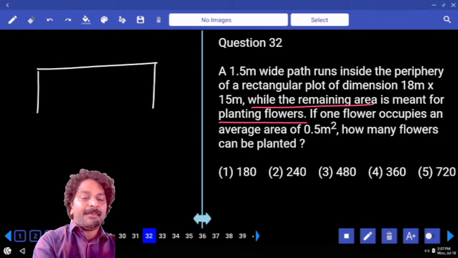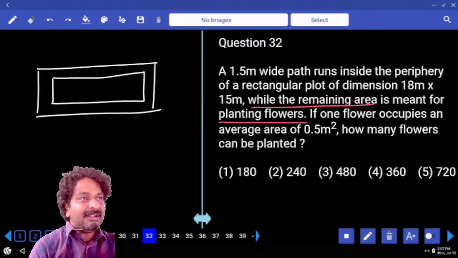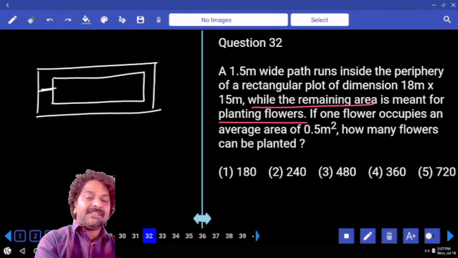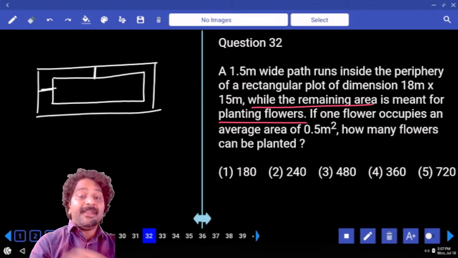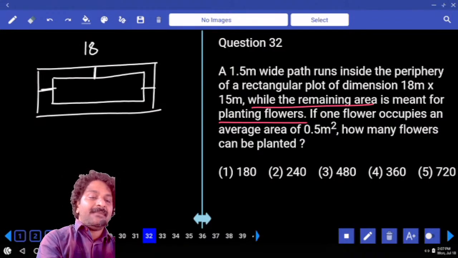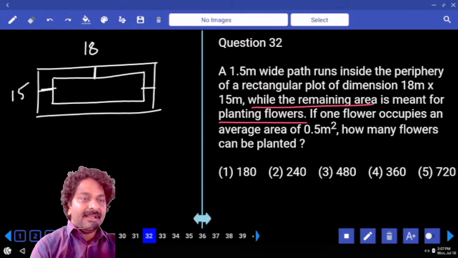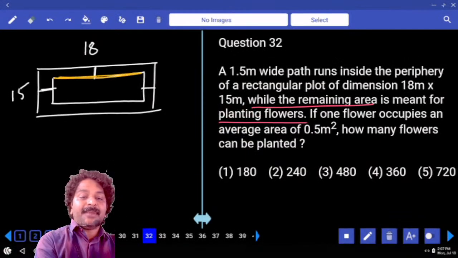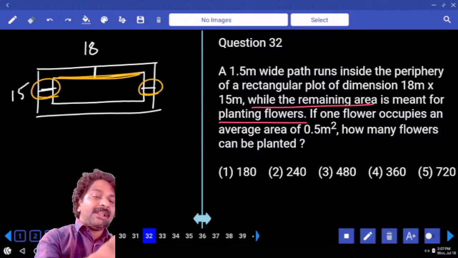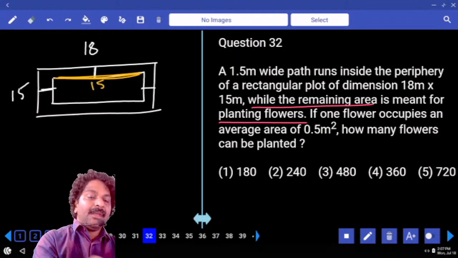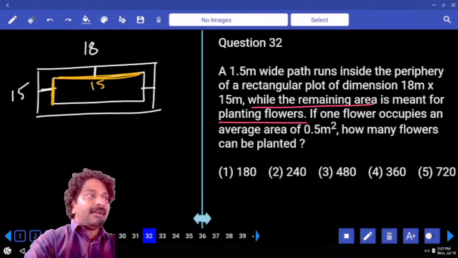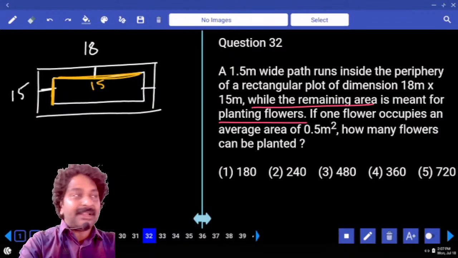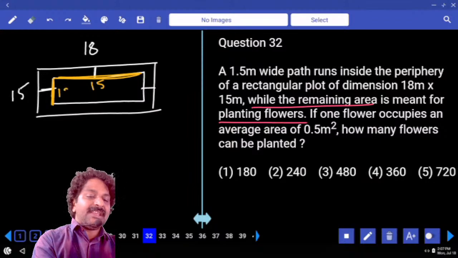Initially we have a rectangular plot in which, along its periphery, in the sense at the edges only, there is a path. And what is the width of the path? They said 1.5. So length is 18 and breadth is 15 for the outer rectangle. When it comes to the inner rectangle, from 18 how much should be subtracted? We have to subtract 3, right? Because 1.5 here, 1.5 here. Total, then it becomes 15 only. And for the inner rectangle breadth also, we have to subtract 3 meters only. Then it becomes 15 minus 3, that is 12.